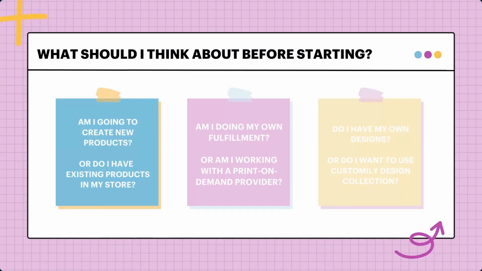Now that we know that Customily is a great tool for your online store and that it will help you optimize the shopping experience of your visitors, we can start learning about the app itself. It's important that you approach it with some clear concepts about your business. I highly recommend you ask yourself some questions before starting. The first one is about the current status of your store. Will I be creating new products, either for an empty new store or for a new collection in an existing store? Or will I be selling my existing products and turning them customizable?